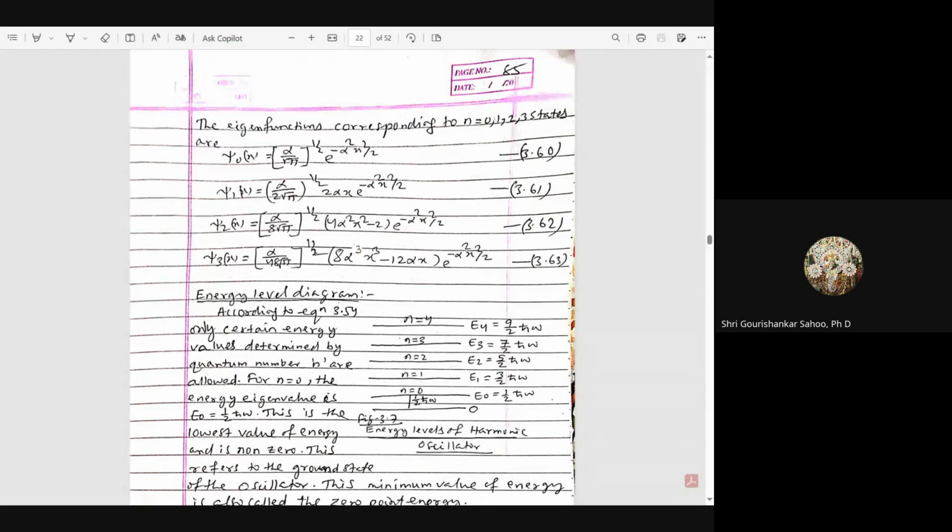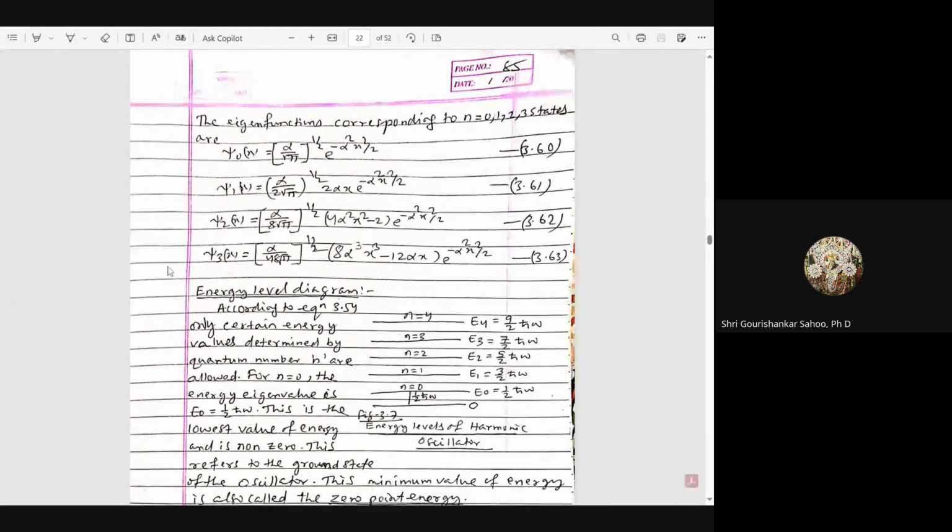And the energy level diagram, which I was explaining to you earlier, can be written like this. Your E0 is equal to half h cross omega, E1 is equal to 3 by 2 h cross omega, E2 is equal to 5 by 2 h cross omega, E3 is equal to 7 by 2 h cross omega, E4 is equal to 9 by 2 h cross omega.